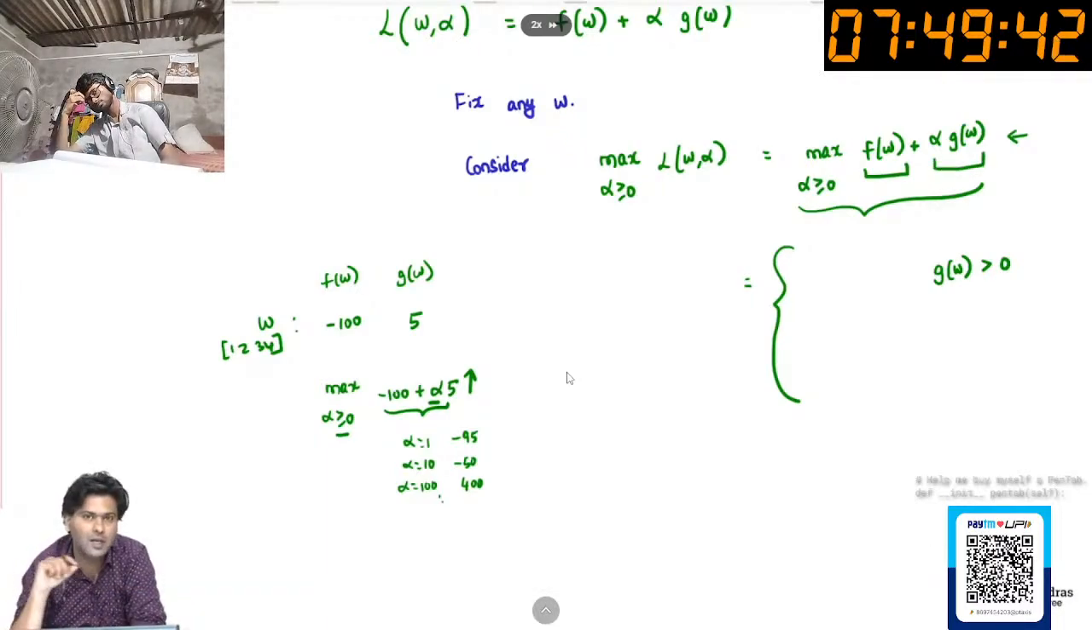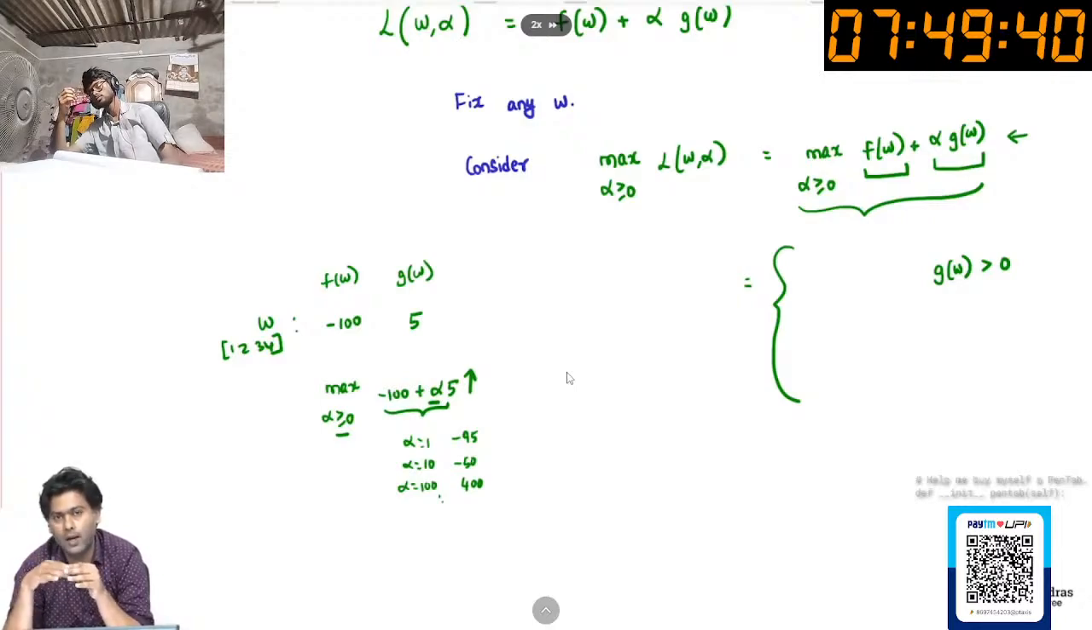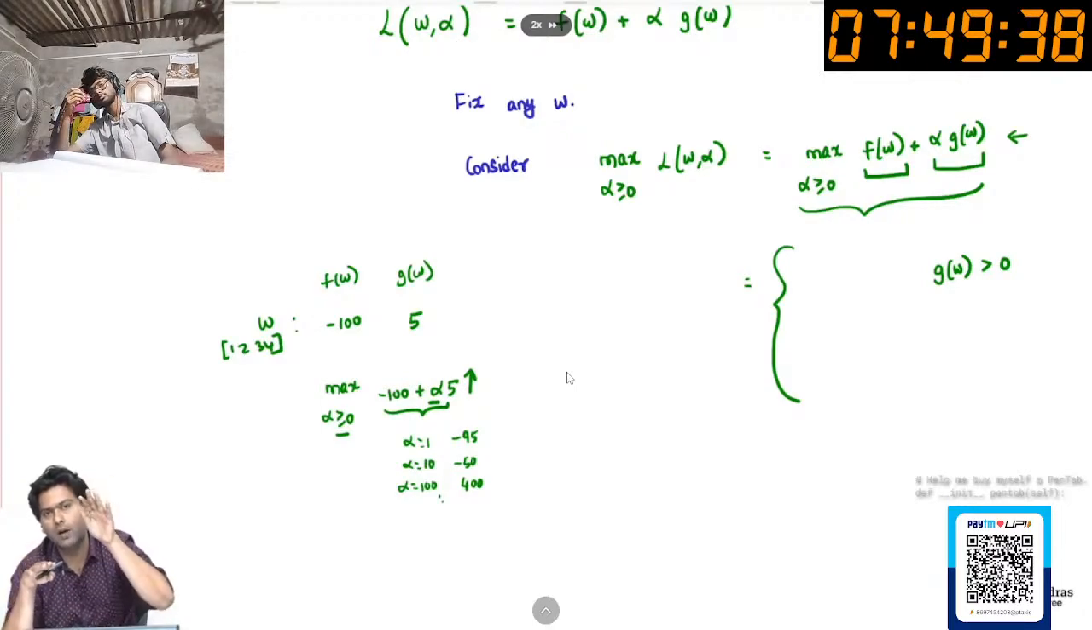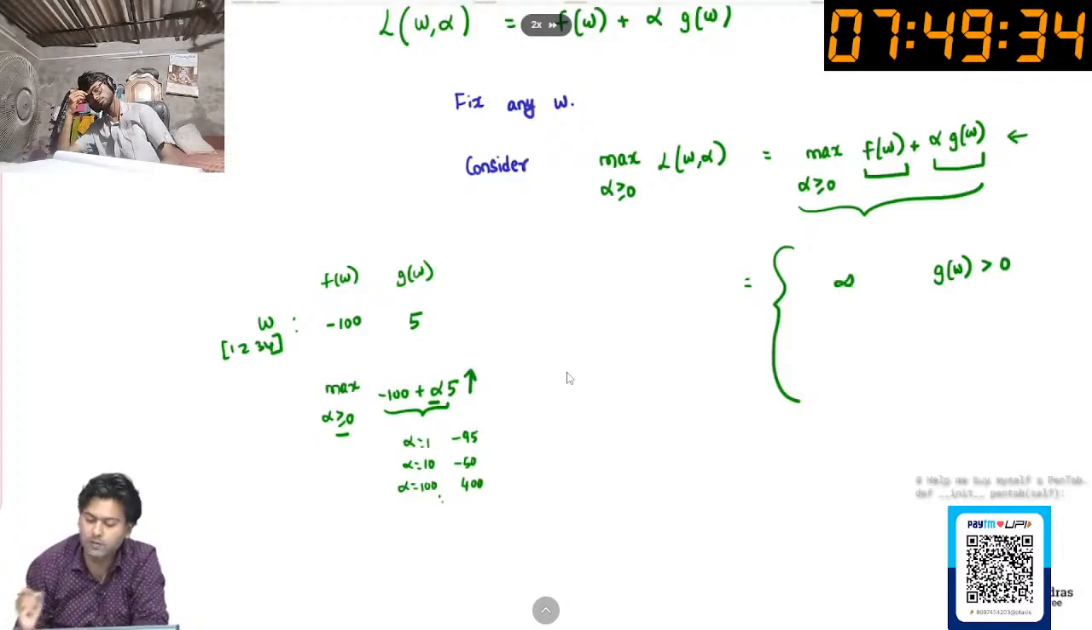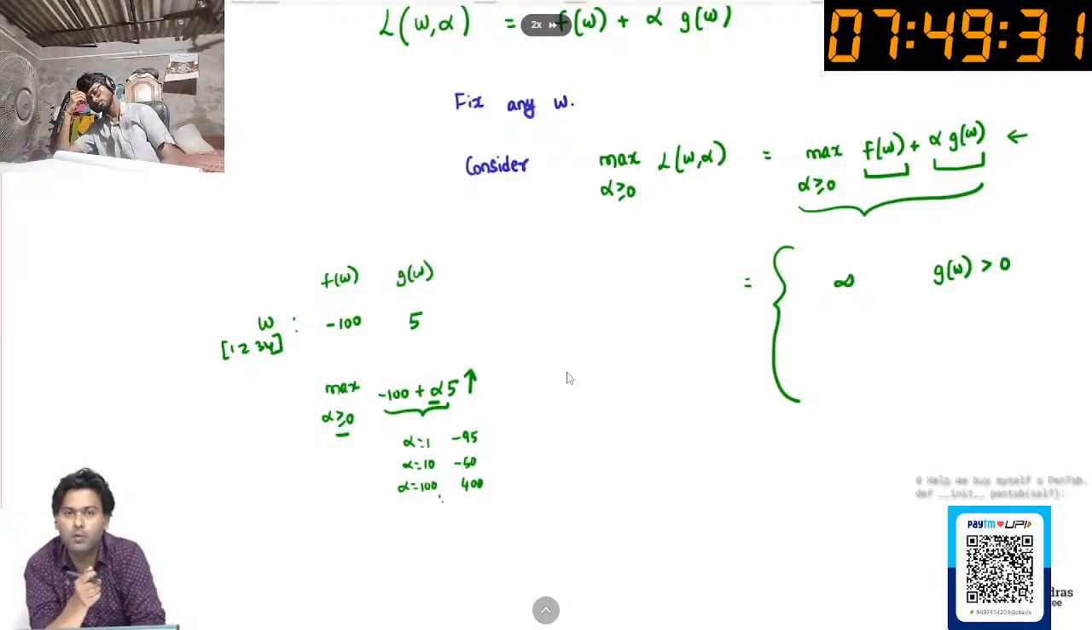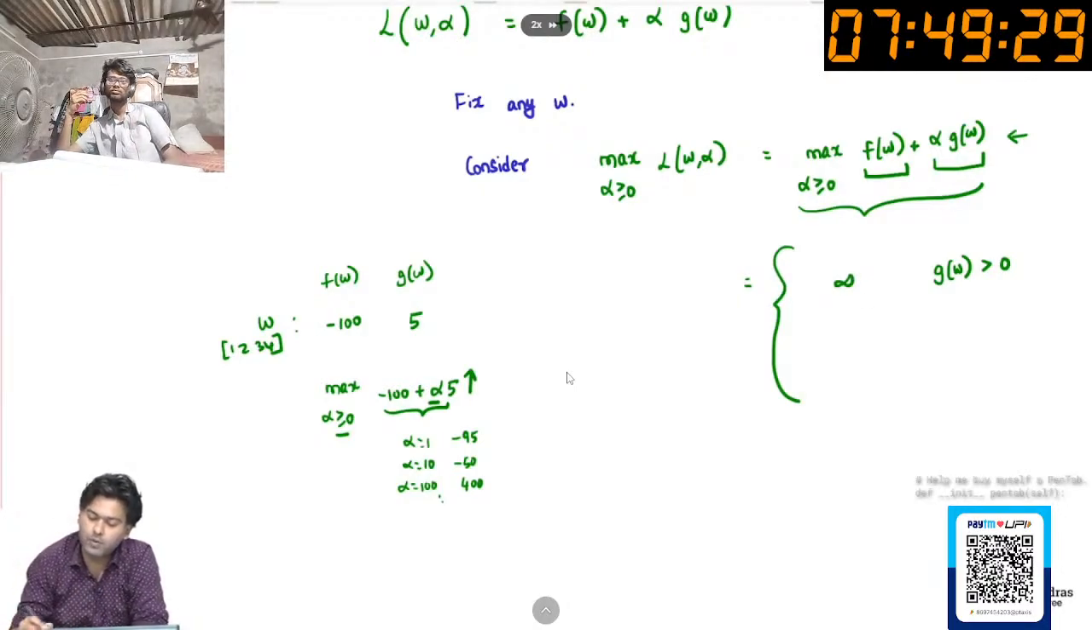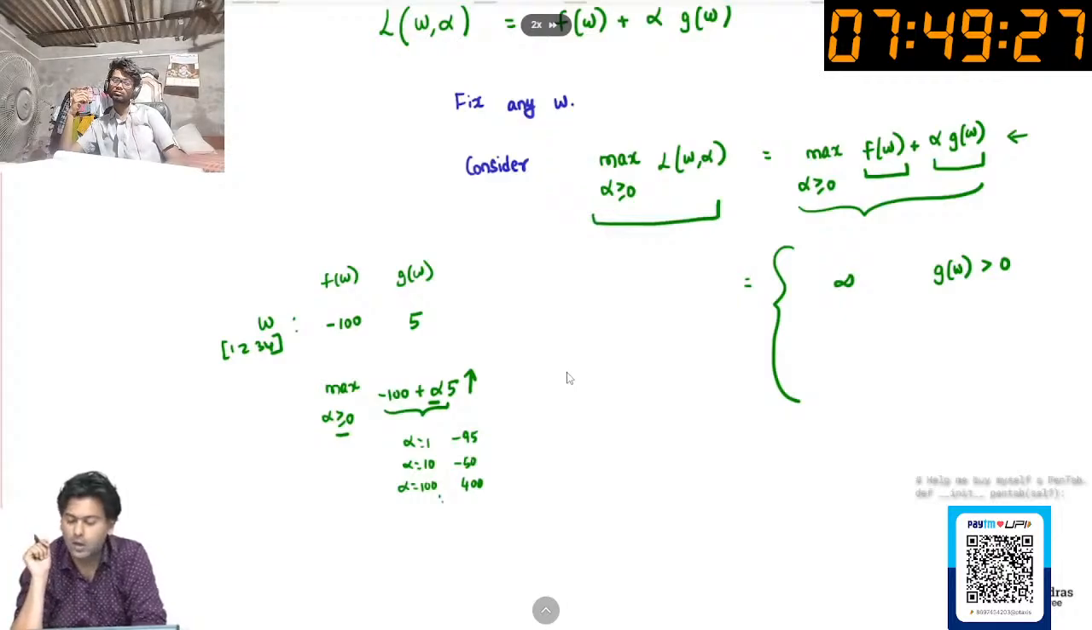On the other hand, this term is going to change as I change alpha, and because g of w is positive now, and I'm allowed to choose alpha greater than or equal to 0, I can make alpha arbitrarily large, and the whole thing goes to an arbitrarily large positive quantity, which means that I can push this whole quantity to infinity. Which means if the w that I gave you had the property that g of w is greater than 0, then this function evaluates to infinity. Now we'll see why that's useful in a minute.